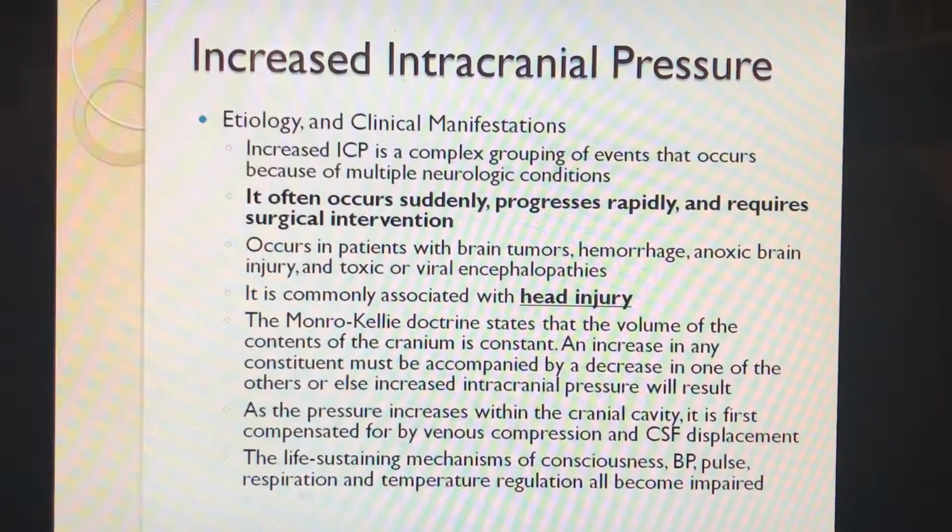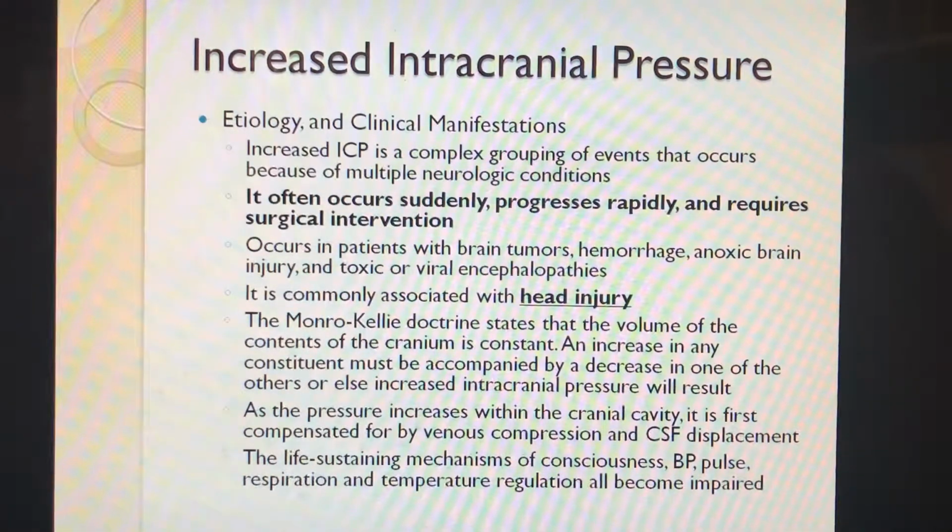So increased intracranial pressure. This is ICP. This is one of your major disorders. So this is a complex grouping of events that occurs because of multiple neurologic conditions. It often occurs suddenly, progresses rapidly, and requires surgical intervention. This occurs in patients with brain tumors, hemorrhage, anoxic brain injury, and toxic or viral encephalopathies. And it is commonly associated with head injury.